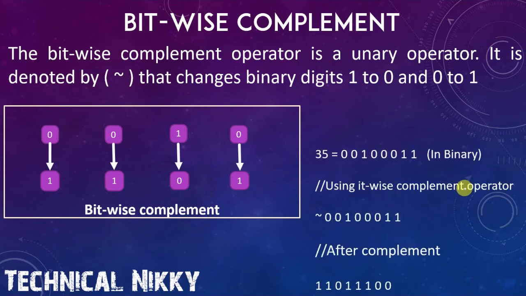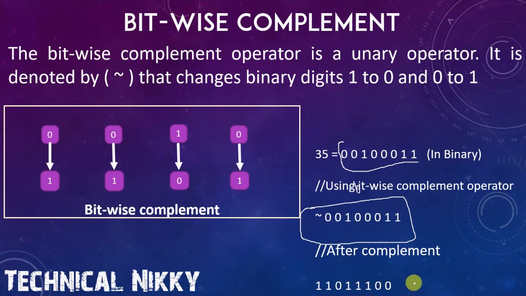Let's consider the example 35, and its binary form is 0 0 1 0 0 0 1 1. Using the bitwise complement operator, its complement, that is the ones complement, for this binary form, after complement it presents like this: it converts 0 to 1 and 1 to 0, 1 1 0 1 1 1 0 0, okay guys.